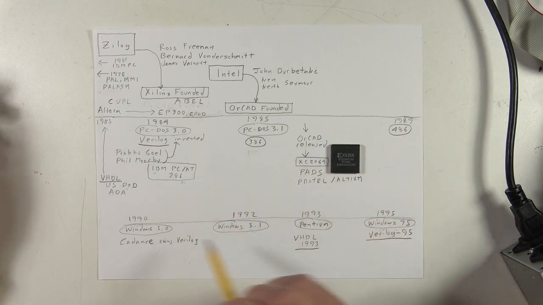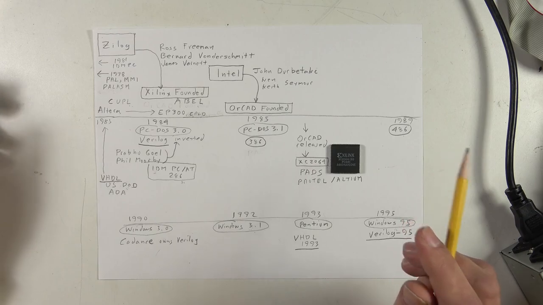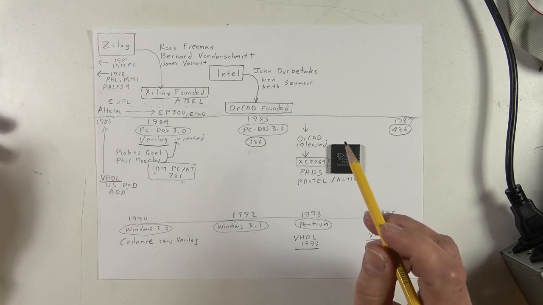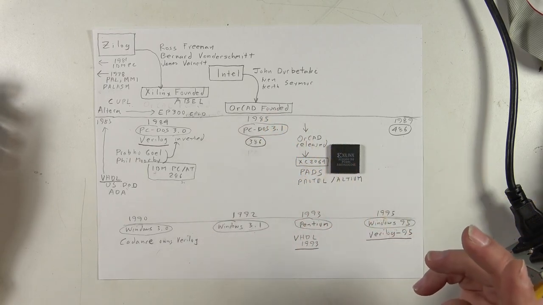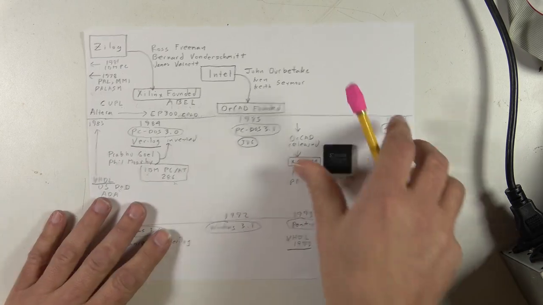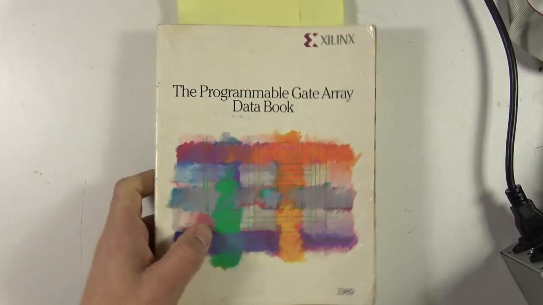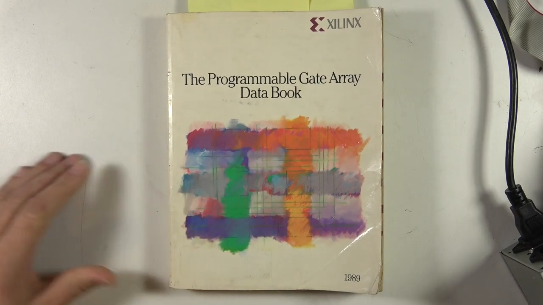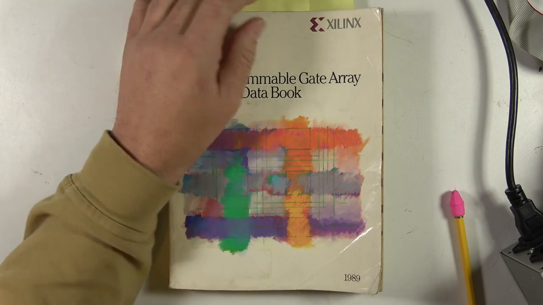So really, the first design entry method for FPGAs was schematics. And that's why I have this OrCAD founding on here. I'm going to show you what that looked like. So you got your Xilinx data book from 1989. I'm not sure why I have the 1989 one.